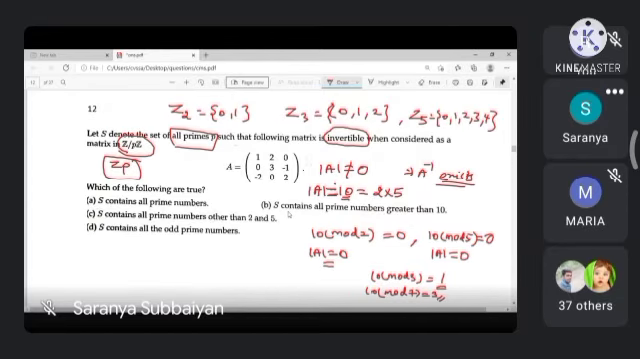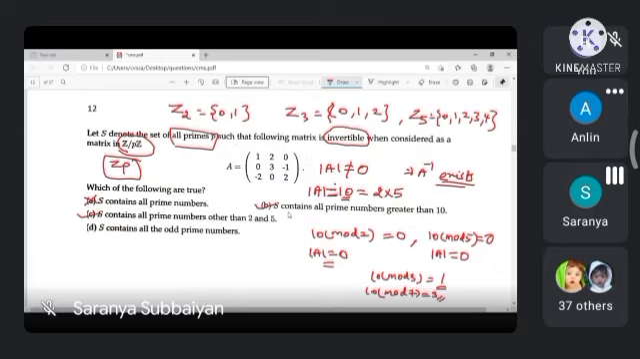Correct, ma'am. Okay. S contains all the prime numbers. All the prime numbers means including 2 and 5. Is it correct? No. So S contains all the prime numbers other than 2 and 5. Is it correct? Yes, ma'am.